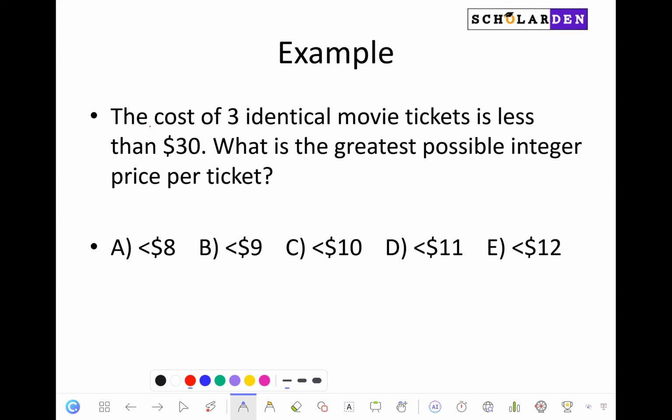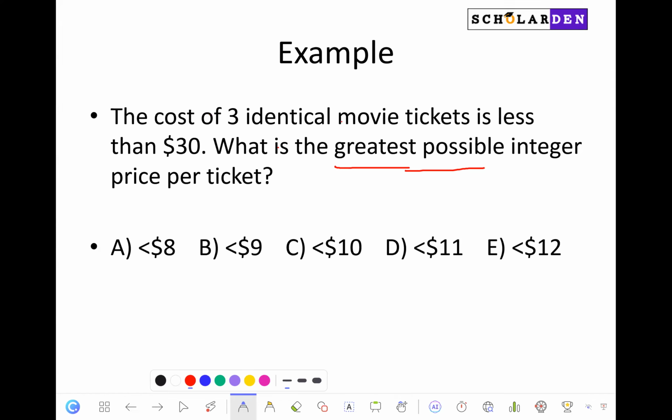Moving on. So now we have a statement which indicates that the cost of 3 identical movie tickets is less than $30. What is the greatest possible integer price per ticket? Okay, so this is important: what is the greatest possible integer price per ticket?